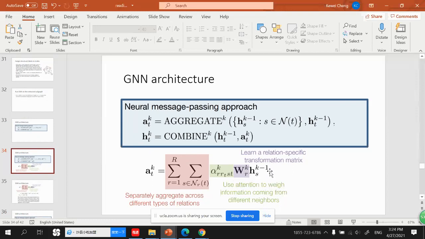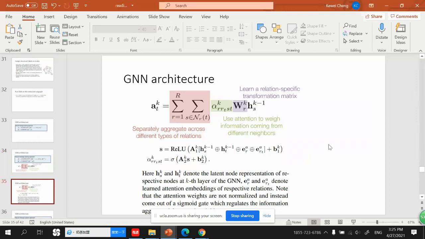And then after that, we will also use attention to weight information coming from different neighbors. Here, this attention is learned for each specific neighbor, and then for each specific relation. And in order to learn this attention, the formula is shown here.